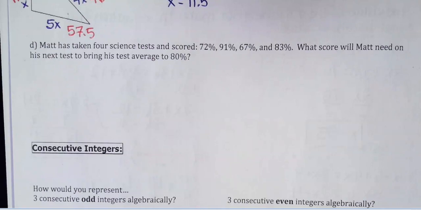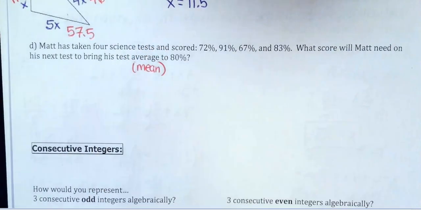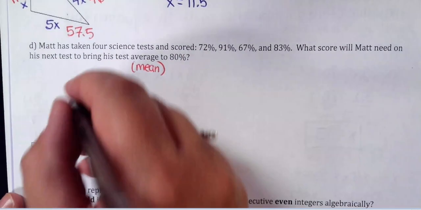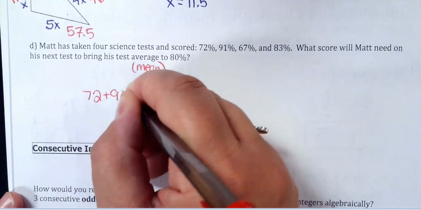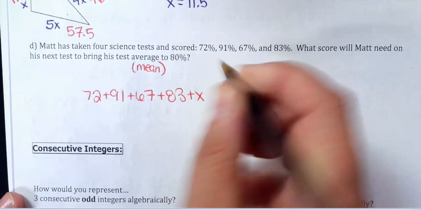So this is Matt's taken 4 science tests and it gives you his scores. So 72, 91, 67, 83. And then it says what score is he going to need on his next test. So he's going to take one more test to make the average an 80. So average, I think yesterday I had the word mean, but those two words are interchangeable. Any idea how I could set up an equation to help me figure out what he needs? So I'm looking at all of this plus x. So all of that divided by 5.